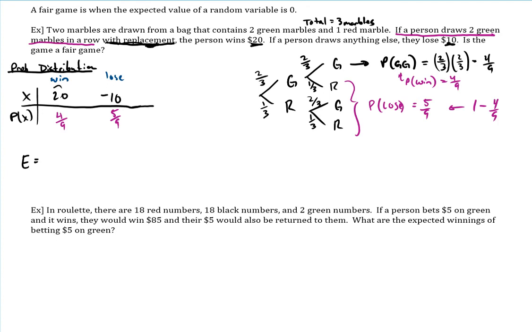We use E for expected value, and then we're going to take these and multiply.